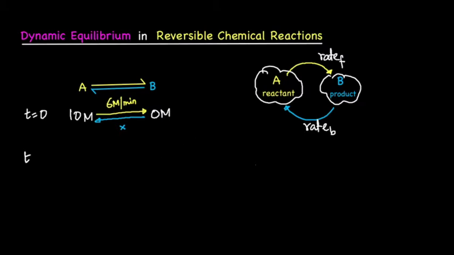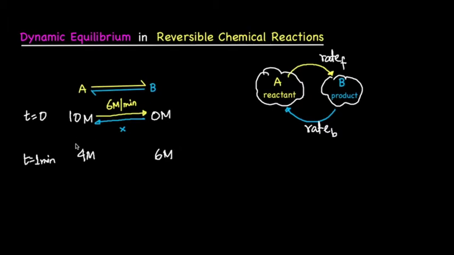So after 1 minute, the concentration of A will drop down to 4 molar, right? Because 6 molar of it has reacted, while the concentration of B will be 6 molar because A and B are in 1:1 ratio. Now, since the concentration of A has decreased from 10 molar to 4 molar, the rate forward is also going to change. It is not going to be 6 molar per minute anymore.